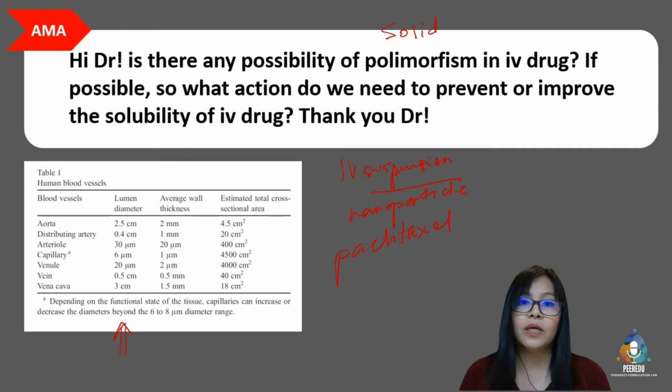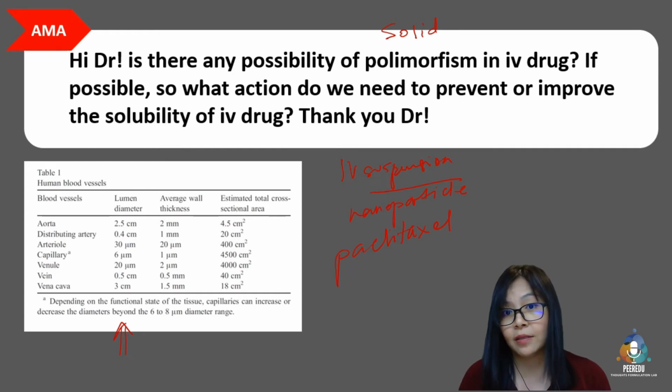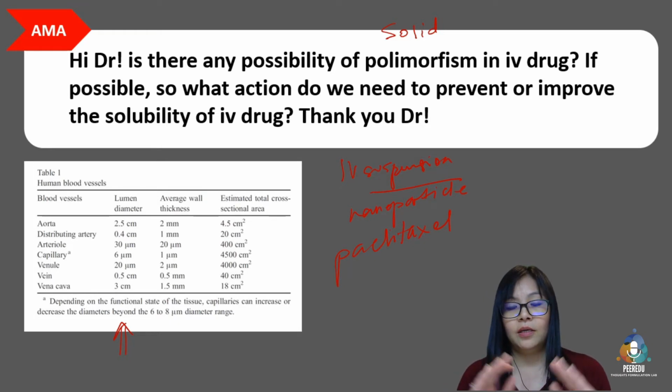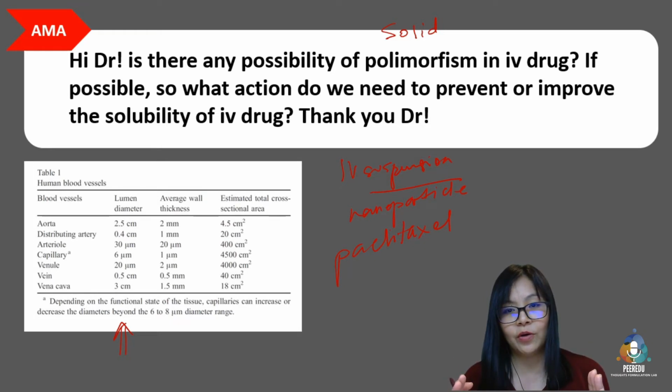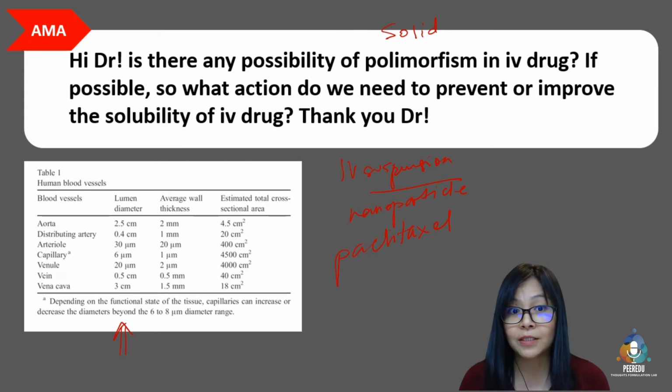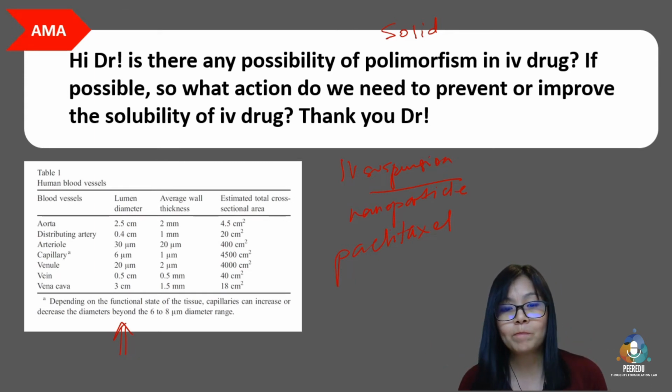So what action do we need to take to prevent polymorphism? If you need to prevent polymorphism in a suspension, usually you will need to study, over the course of the shelf life, whether your formulation is stable. When you need to study whether a formulation is stable, you need to check their X-ray diffraction, whether or not they change from one form to another form. They will show different peaks, right? That is the investigation that you need to check.